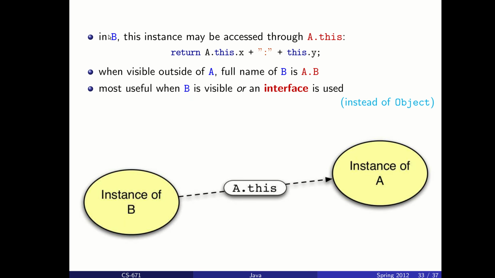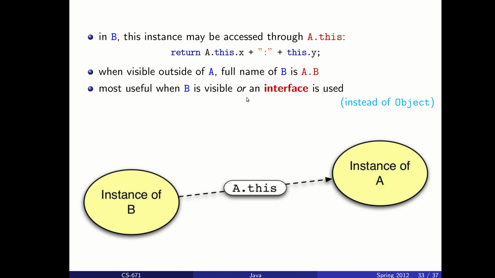So in B, the instance that it belongs to may be accessed by doing A.this. For example, you can say return A.this.x. If there's an x in both A and B, for example, then we can access it that way, and we can just use this.y to get B's data. When B is visible outside of A, then its full name is A.B.